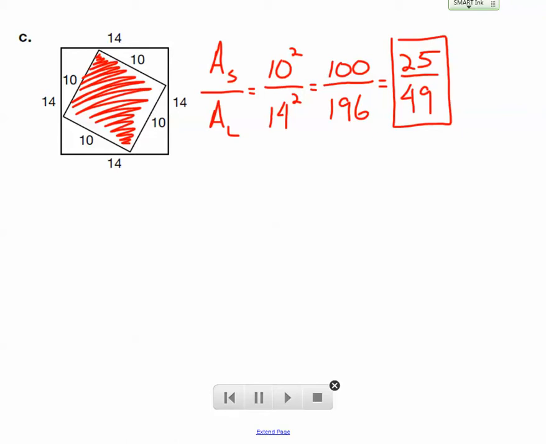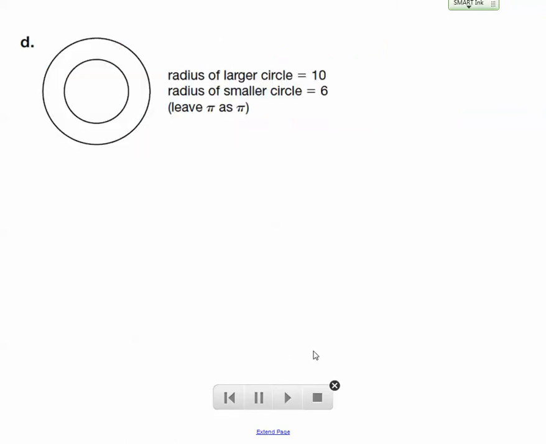Hopefully you're seeing the pattern. Same thing here in number 5, just because it's circles, it's not going to change anything. We're trying to find the probability that we throw an object into the big circle and it lands in the blue circle there, the smaller one. They give us the radius of the larger, they give us the radius of the smaller. They're telling us to leave pi as pi, which is really going to make a lot of sense. You'll see here why in just a second.